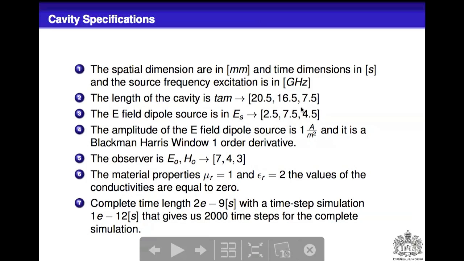And the E-field dipole is placed in the lower part, this green point in the same figure, as in the previous figure. The amplitude of this E-field dipole source is 1 ampere per meter for a square meter, and it's a Blackman-Harris window with order derivative. And the observer is placed above the source. That is this blue point in this custom cavity.